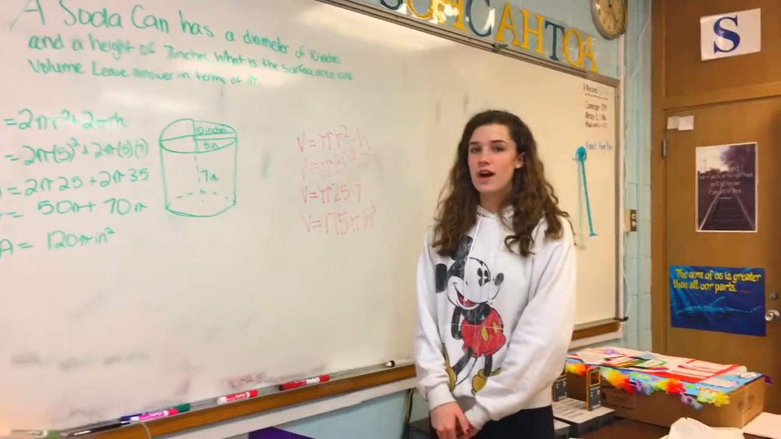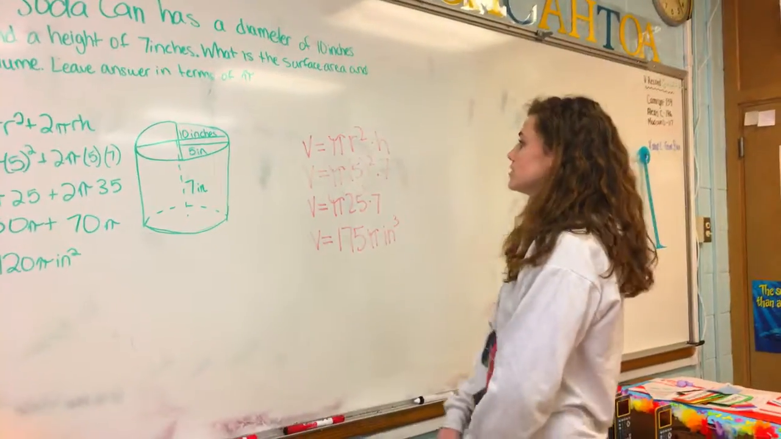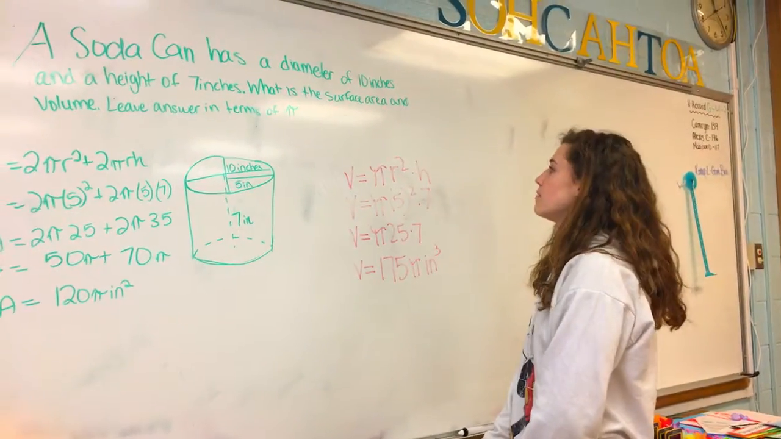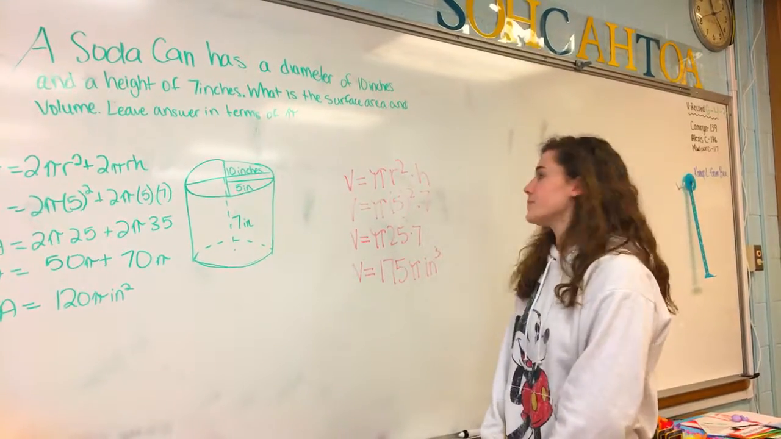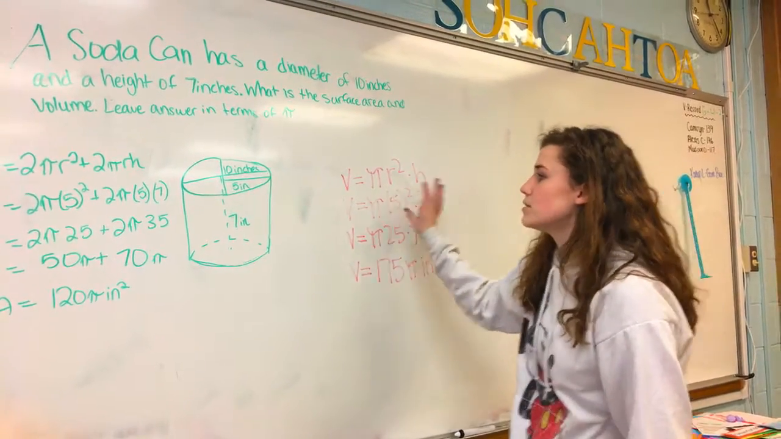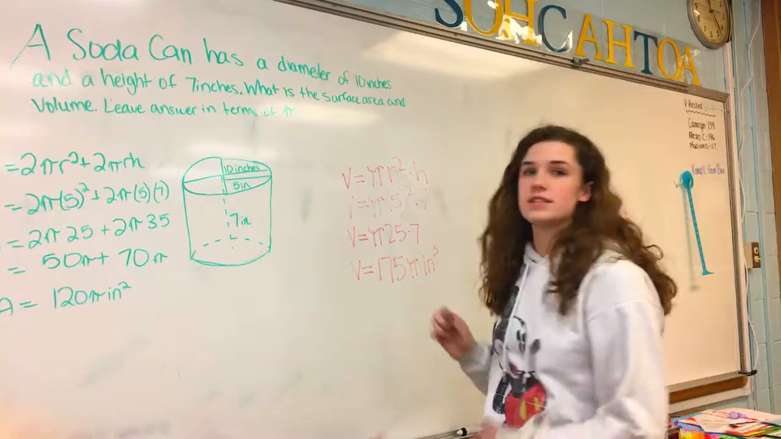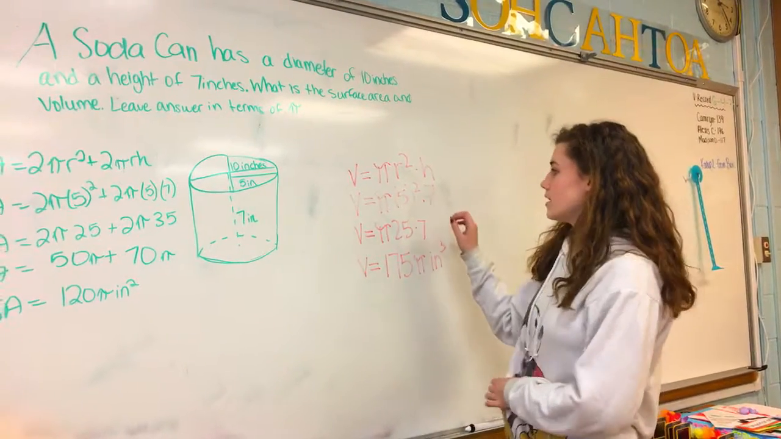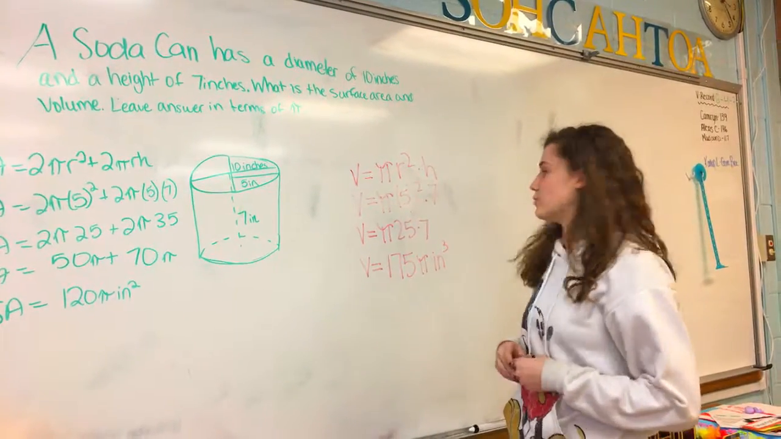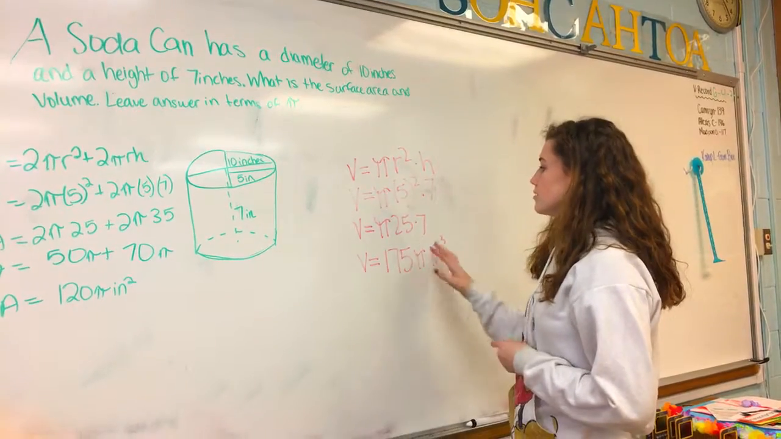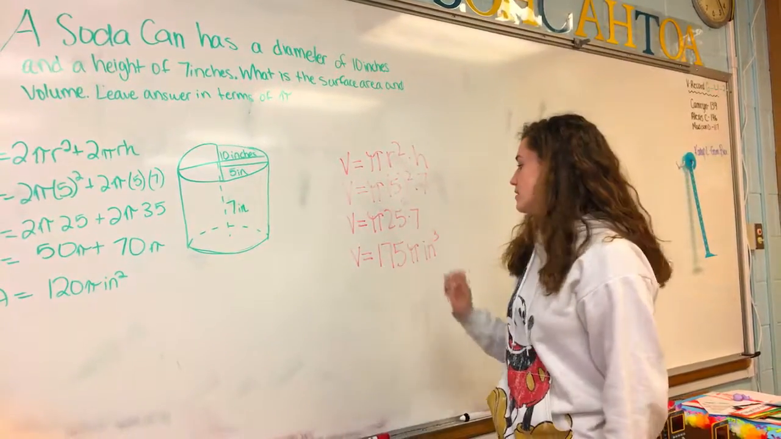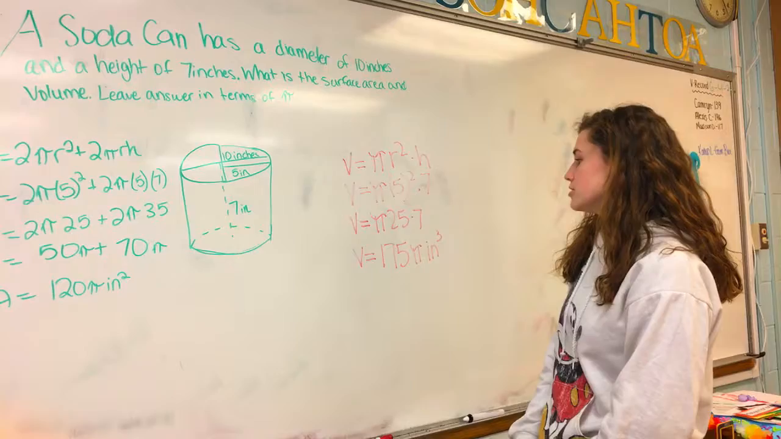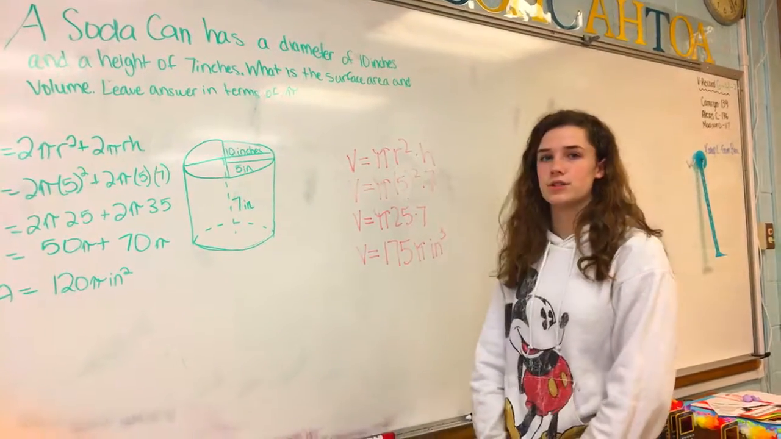Next, you want to find the volume of the cylinder, which uses your basic volume equation of pi r squared times h. You will fill in your radius, which is 5, and your height, which is 7, and then in the next step you would do 5 squared, which equals 25. You would multiply 25 and 7 to get the total of 175 pi inches cubed.